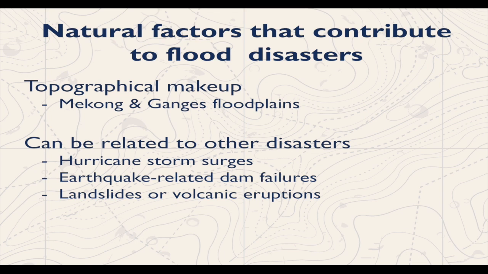When we look at these types of storms related to the delta areas, we really have to be very careful because that's when large-scale disasters can occur. There's also earthquake-related dam failures, for example, so we have to think in terms of floods after earthquakes. And also landslides and volcanic eruptions can create significant flooding as well.